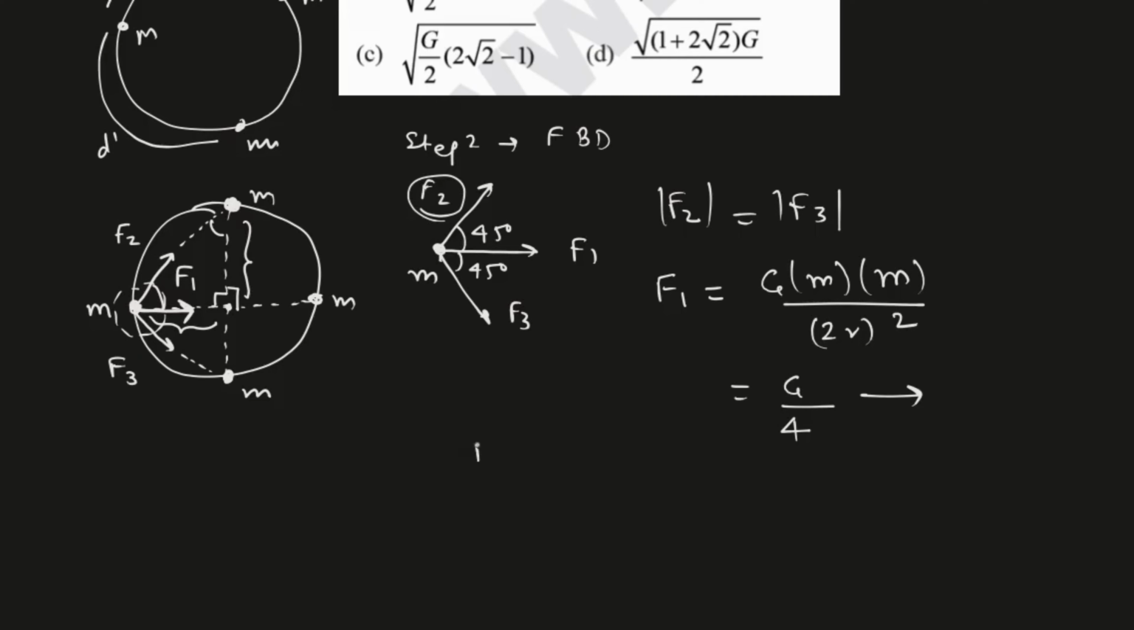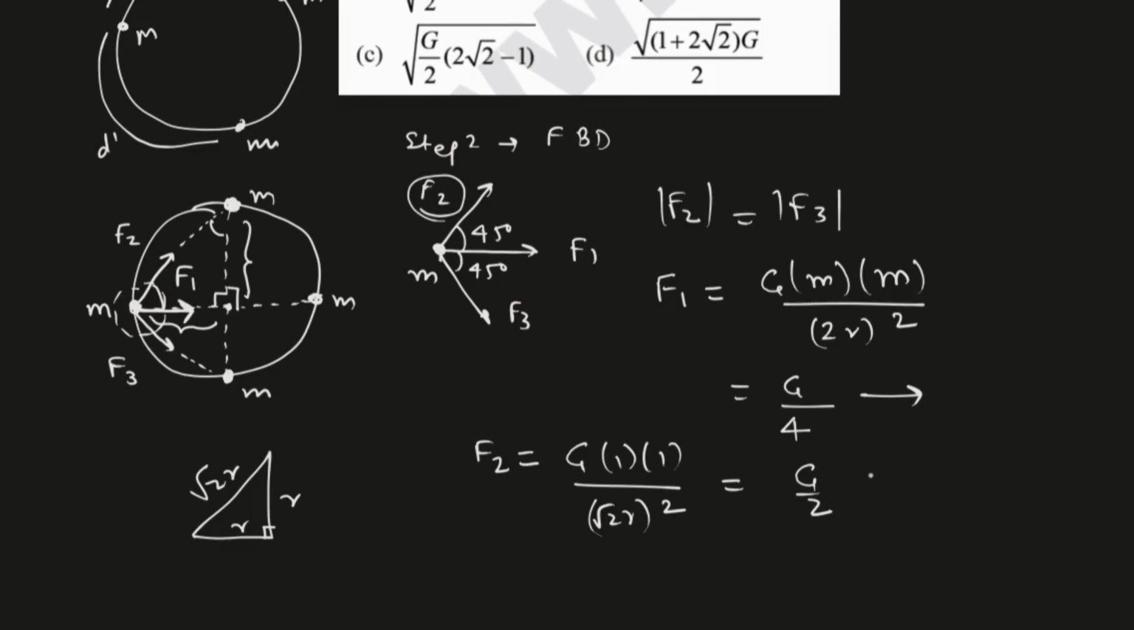Let's talk about F2. Now we have already noticed that this triangle is an isosceles triangle. This is R, this is R. So this is going to be root 2 R. So what will be the magnitude of F2? G m1 m2 upon, this time, root 2 r squared. This becomes G by 2. And this force is in this direction. I'm just making it as a representation. Similarly, F3 is going to be G by 2, and this is the direction.